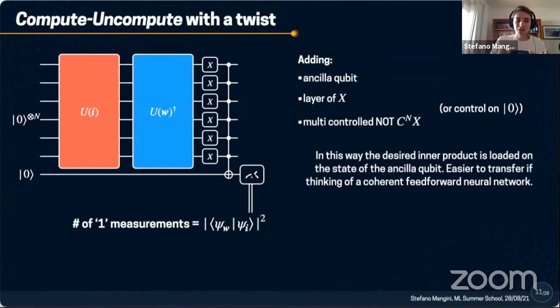There is no big change in this twist, just that, for example, if you're trying to build a coherent neural network, in this way you just need to transfer the information stored in one qubit, or also measure only one qubit instead of all the qubits. So this is just a small change, but we will actually use this circuit in the following slide.